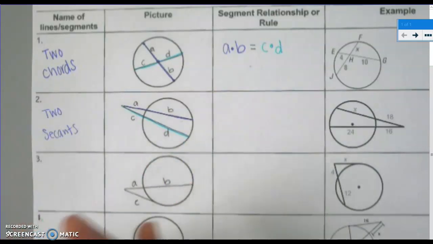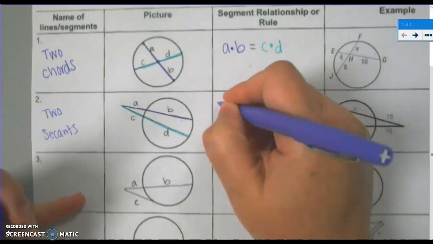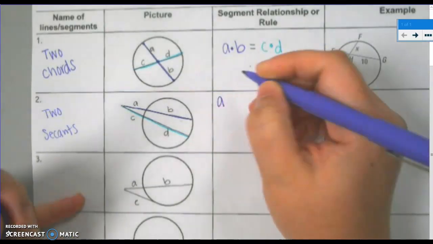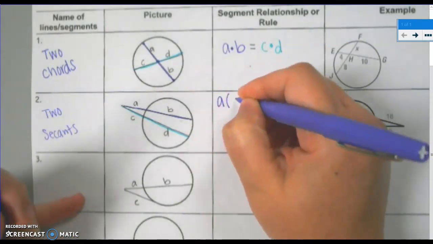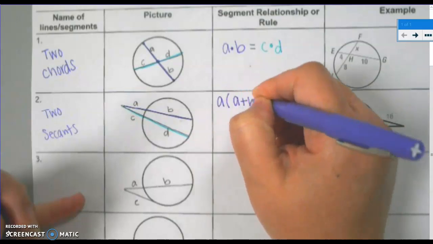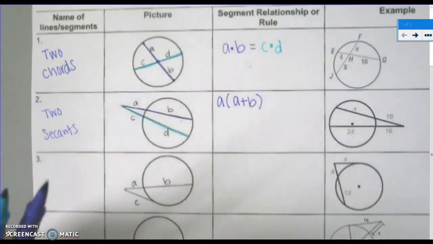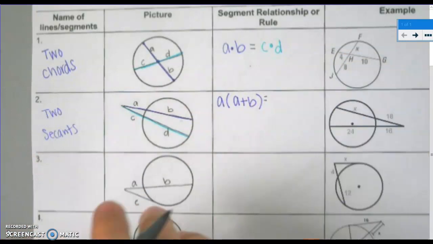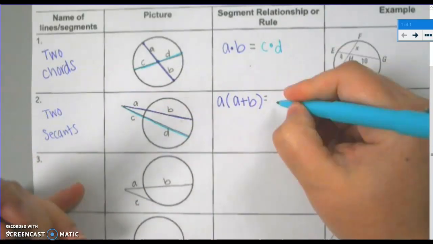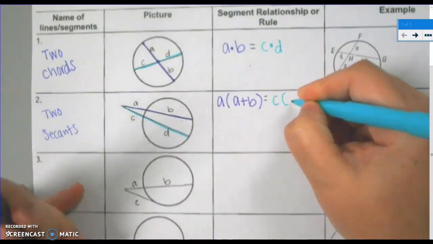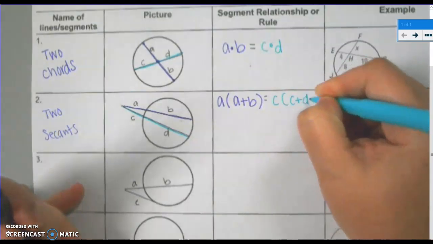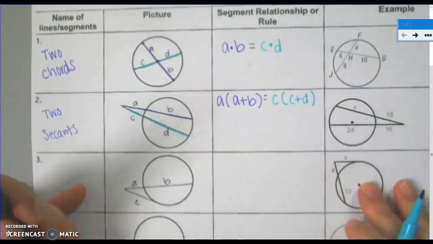So the formula for this is A times A plus B has to equal C times C plus D.